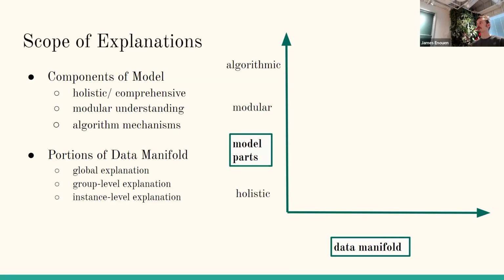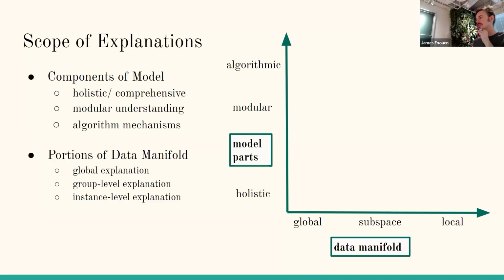Do we just want to explain the parts, the algorithm that describes it, like this happens, then this happens, then this happens? Or do we want to explain the whole model as some aggregate function, some holistic representation? We can also consider something in between, maybe a modular understanding of the model. And then, how much of the data are we going to explain at one time? We can explain only one particular data instance, or we can explain the entire manifold that we're trying to predict over.